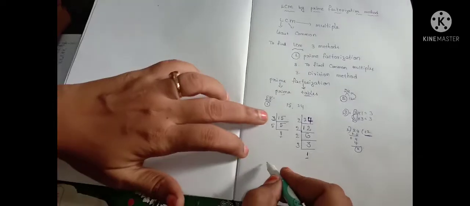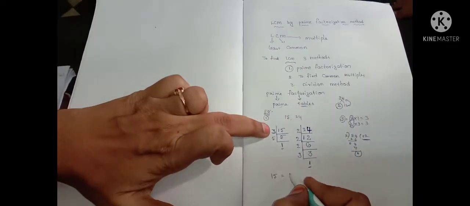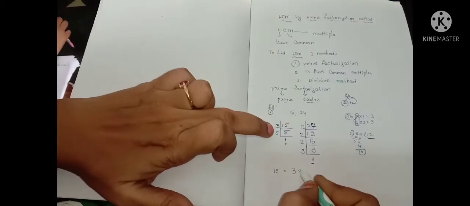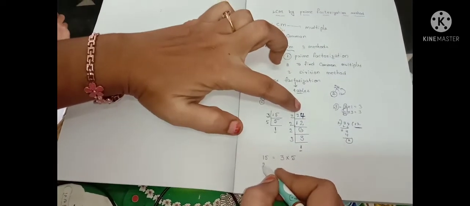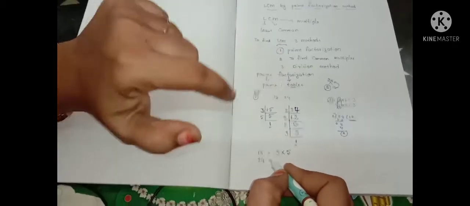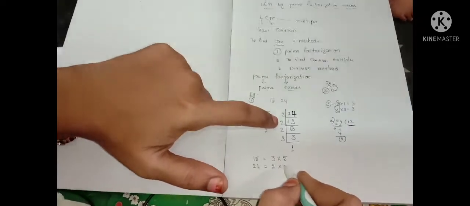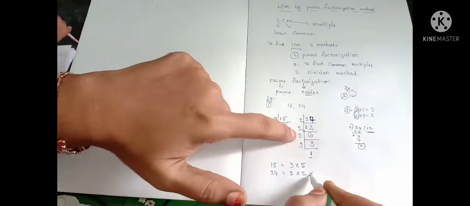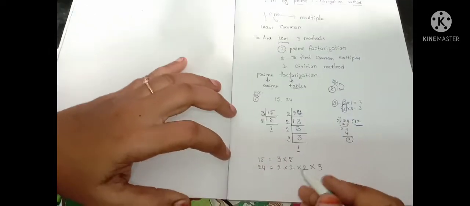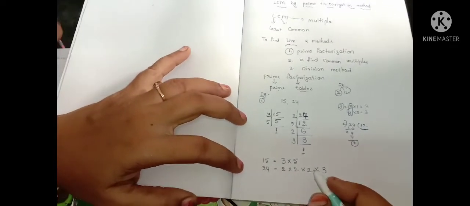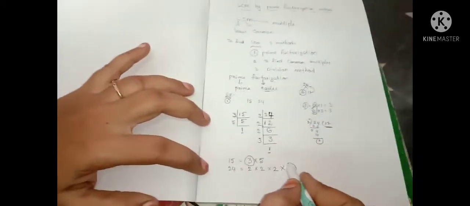Now see, 15 equals, first which table did you take? The 3 table and next the 5 table. Now write 24. 24 equals: first the 2 table, next the 2 table, again the 2 table, and again the 3 table. Now, what are the common numbers? Here 3 is there, here also 3 is there.